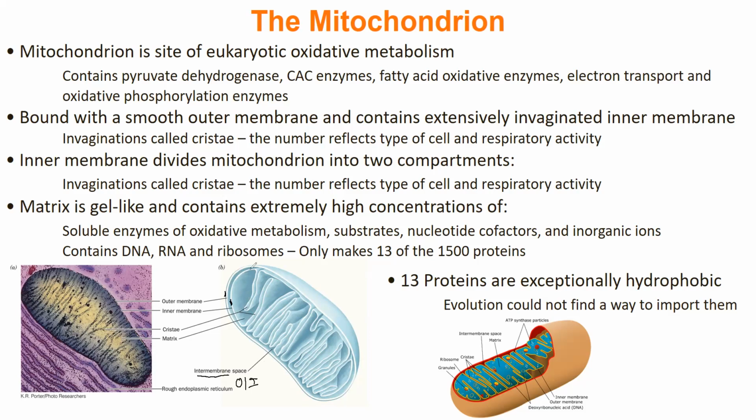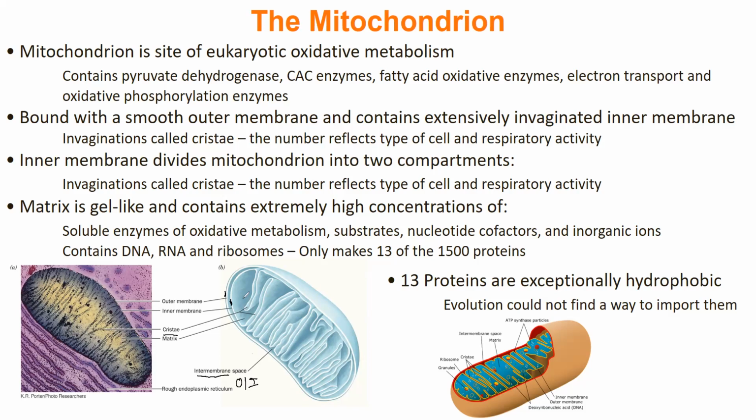Now, the inner membrane itself can be invaginated, and the little chasms in the invagination are called cristae. Technically the invaginations are connected to the intermembrane space, but they are chemically different. And the number of cristae really relates to what cell the mitochondria is in.